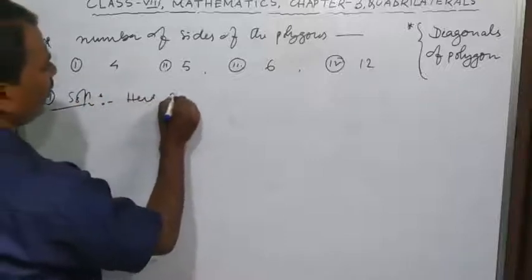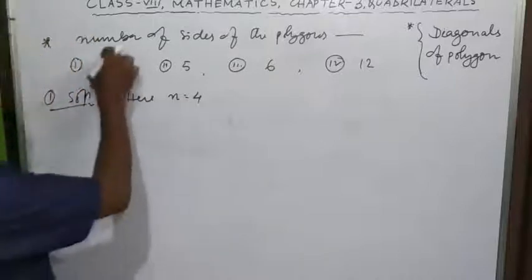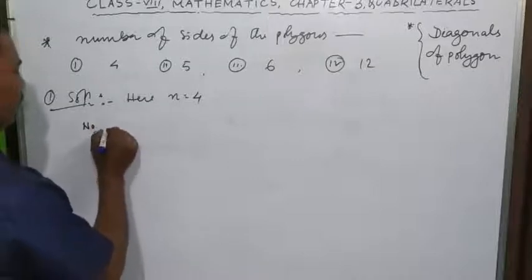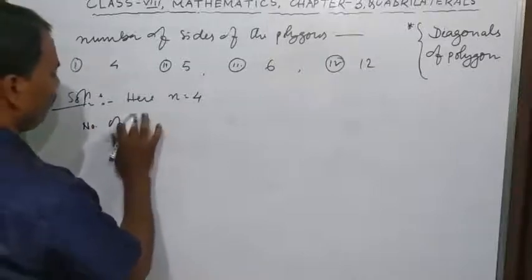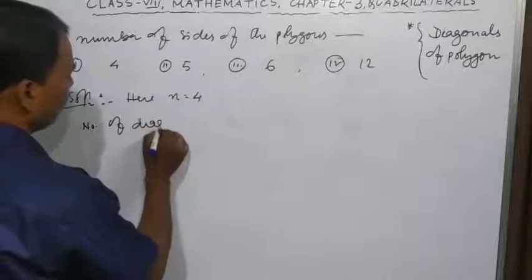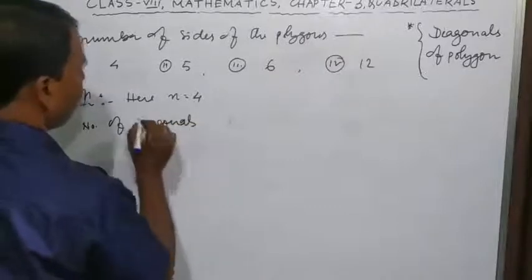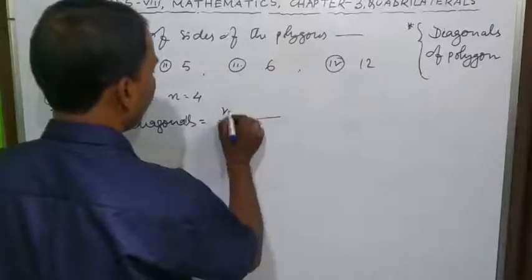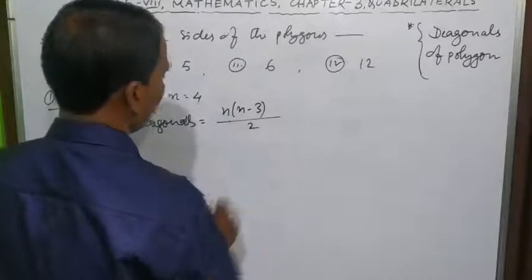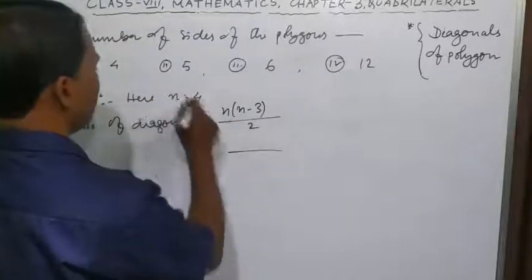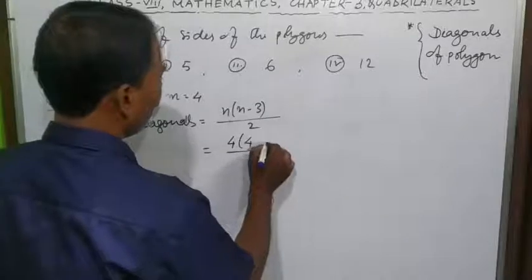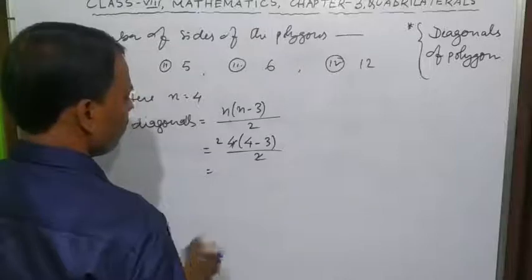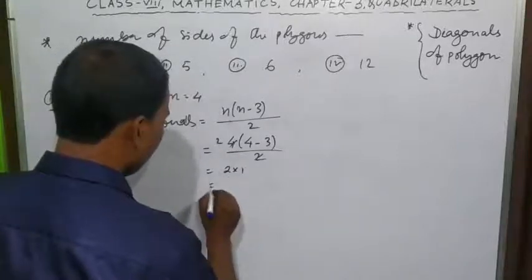Here n is equal to 4. That means the number of sides of the polygon is equal to 4. So what do we know? We know the number of diagonals is equal to n into n minus 3 by 2. Now put the value of n here. This is 4. 4 into 4 minus 3 by 2. Now you cut. This is 2. 4 minus 3 means 1. 1 into 2 is equal to 2.